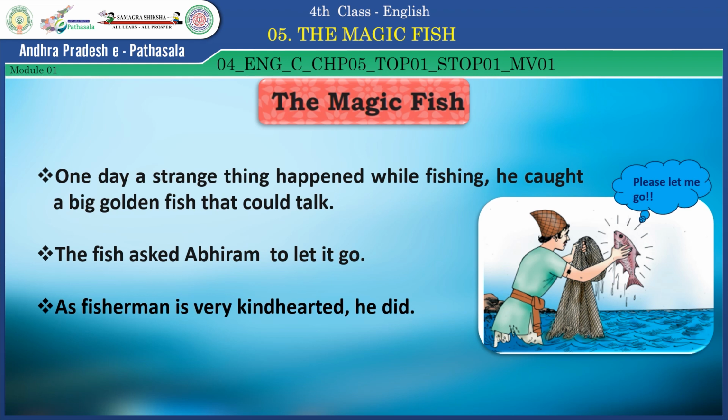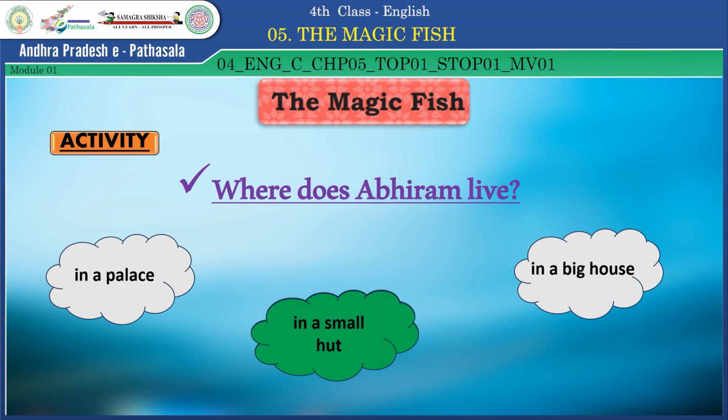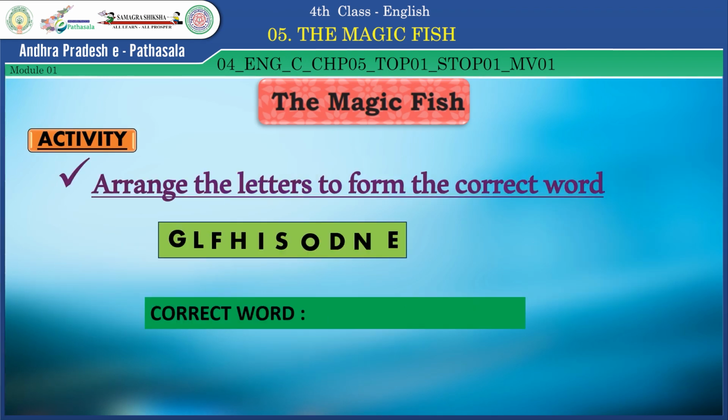Children, shall we do an activity now? Children, where does Abiram live? In a palace? In a small hut? In a big house? Yes, children, you are correct. Abiram lives in a small hut. Now, this is the time for another interesting activity. Children, arrange the letters to form the correct word.